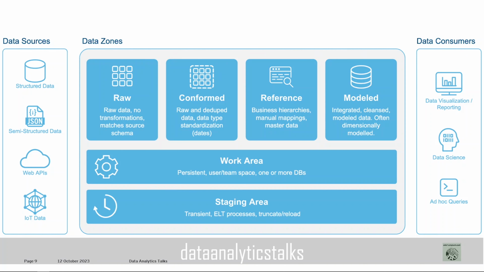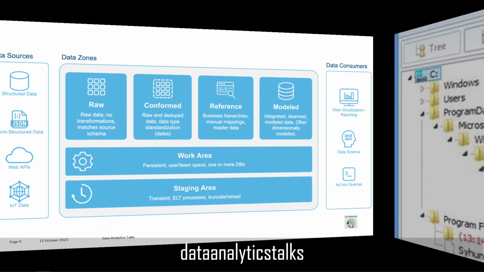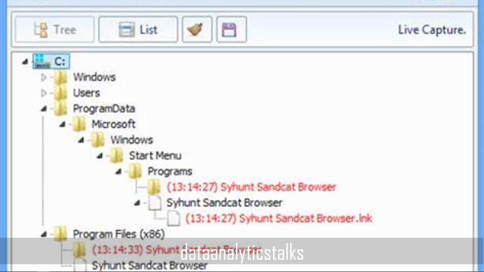A fundamental component of ADLS Gen 2 is the addition of a hierarchical namespace to blob storage. To explain what this term really means, think about the file explorer on your computer. Unlike blob storage, you have the ability to create a folder structure with a hierarchy in your ADLS Gen 2 account. When we created the blob storage, we did not have the ability to create a directory within a container.